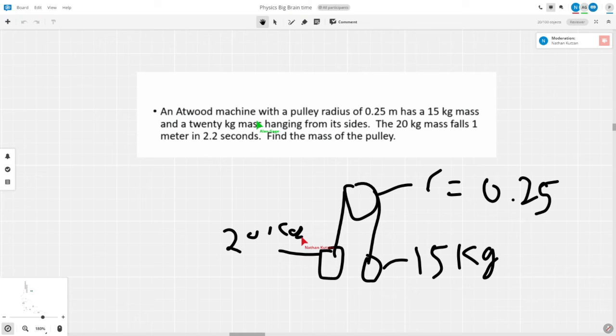Okay, so basically from the last part of the question, the 20 kilogram mass falls 1 meter in 2.2 seconds. We should be able to figure out the rotational acceleration of the pulley, and then we can also find the net torque on the pulley. If we know the net torque and the resulting rotational acceleration, we can find the rotational inertia, which will be a function of the mass of the pulley.